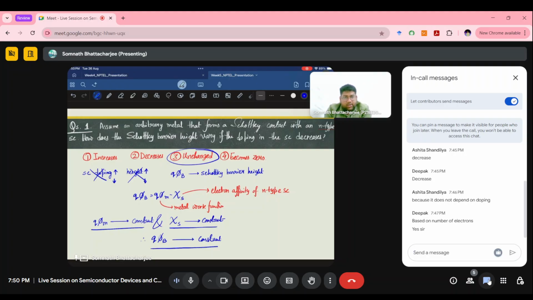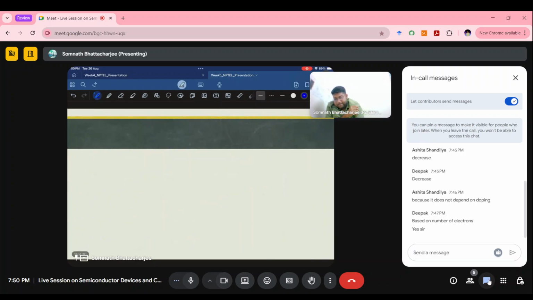Are there any questions? If not, we'll move to the next one. Let's move with these kinds of questions first, at least two or three, and then we'll move to the numericals.